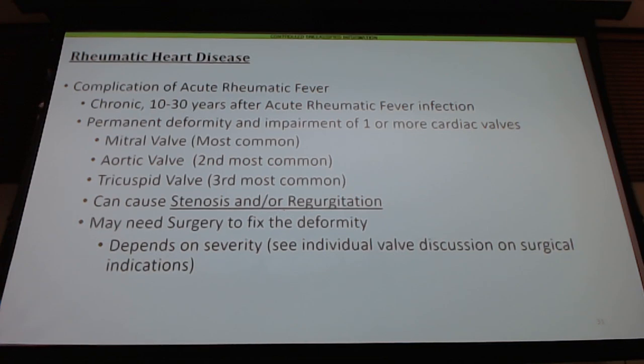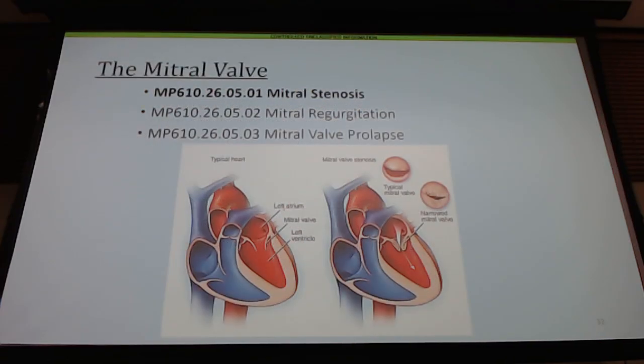So remember that when you're talking about common etiologies of the different valvular heart diseases, if you're thinking mitral, be thinking of rheumatic heart disease. Questions about rheumatic heart disease or rheumatic fever?